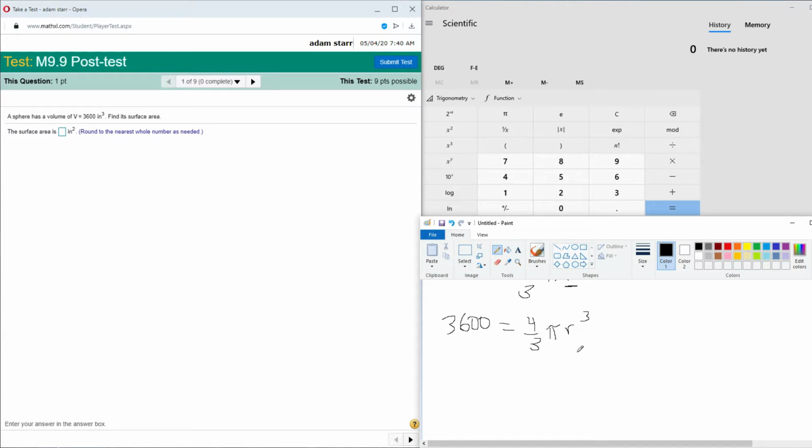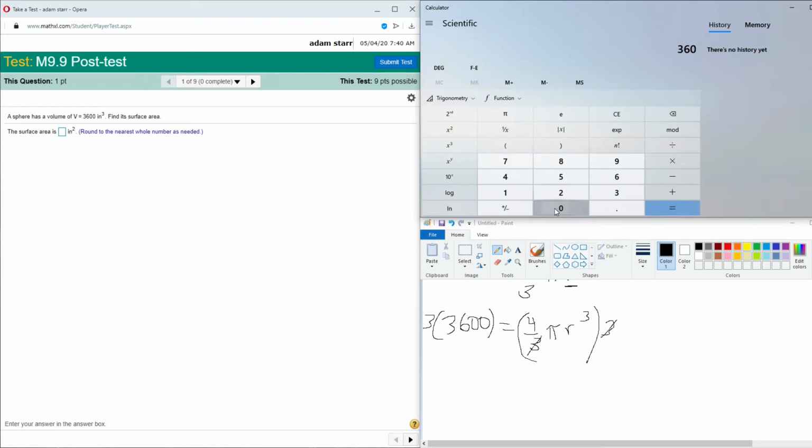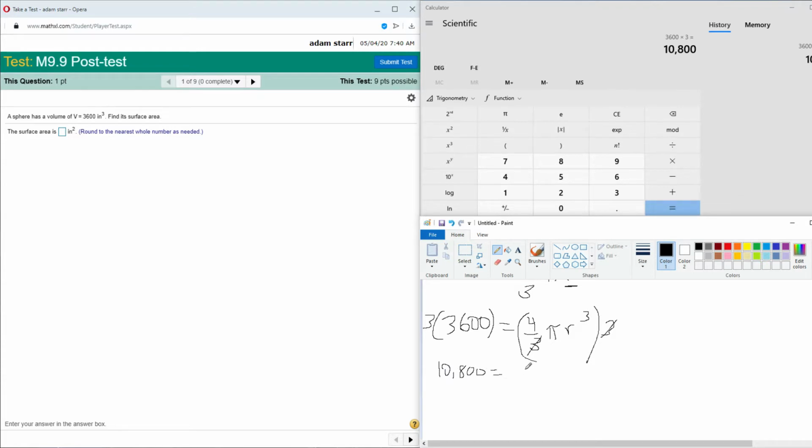The first thing I'm going to do is get rid of this 4/3. You can do this in one step, you can do this in two steps, whatever you're more comfortable with. I'm going to show it in two steps. I'm going to get rid of the fraction's division by 3 by multiplying both sides by 3. On the right side, the 3's are going to cancel out. On the left, I have 3,600 times 3. So now I have 10,800 equals 4 pi r cubed.